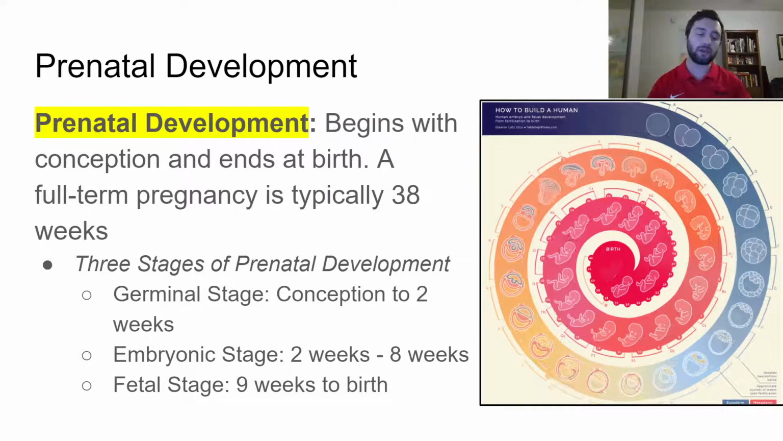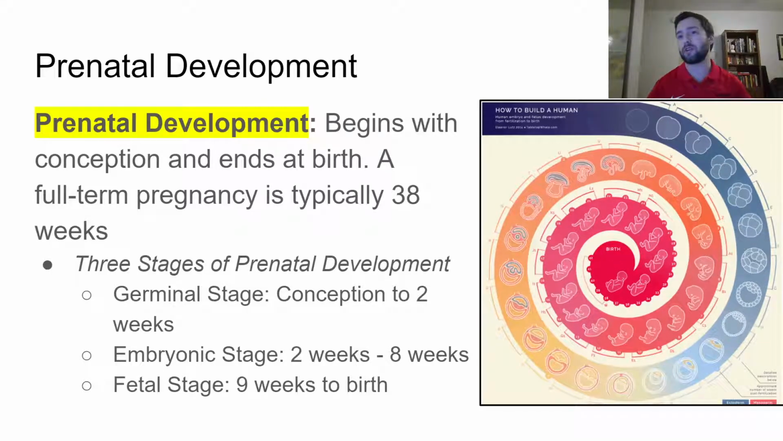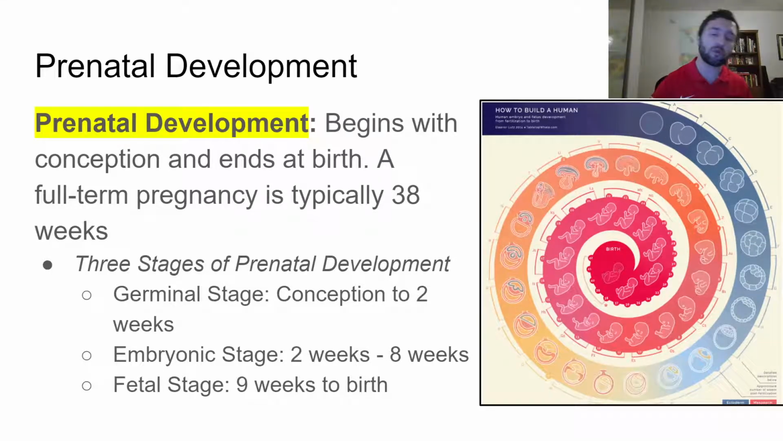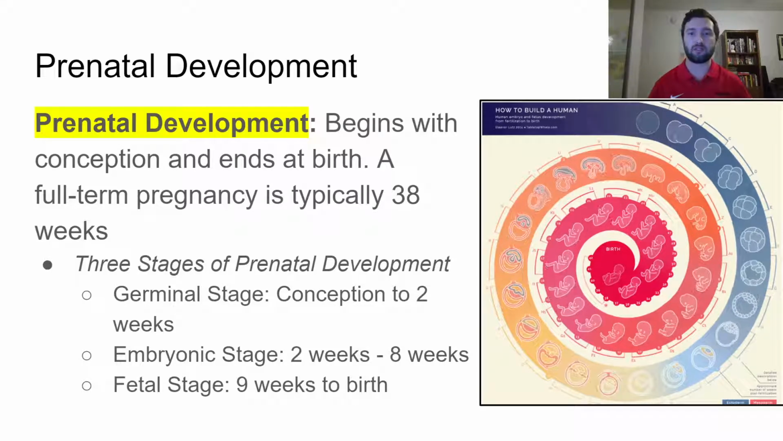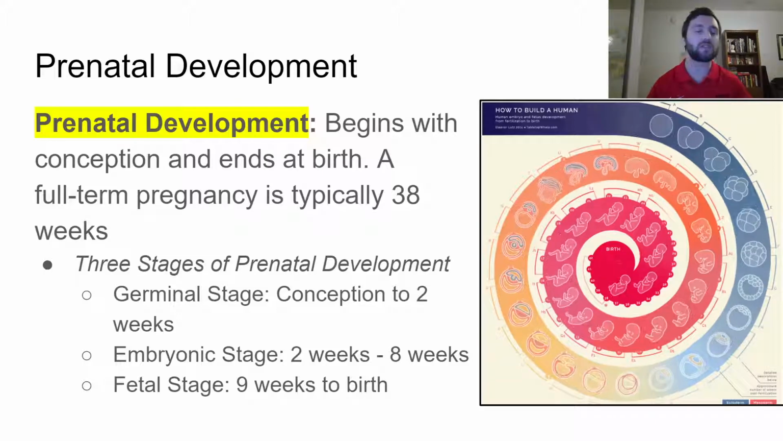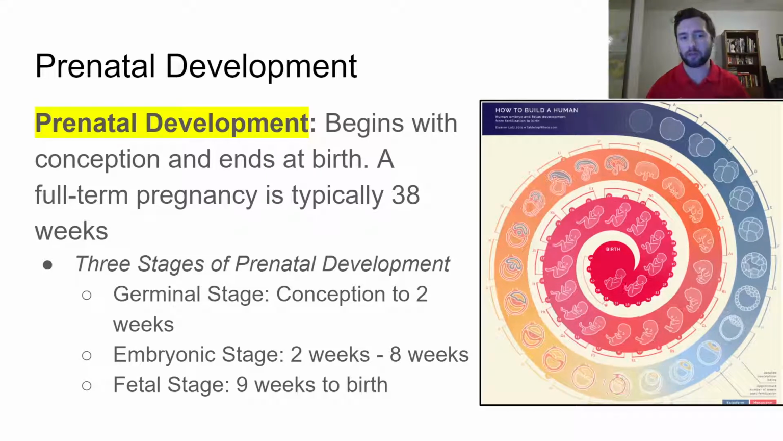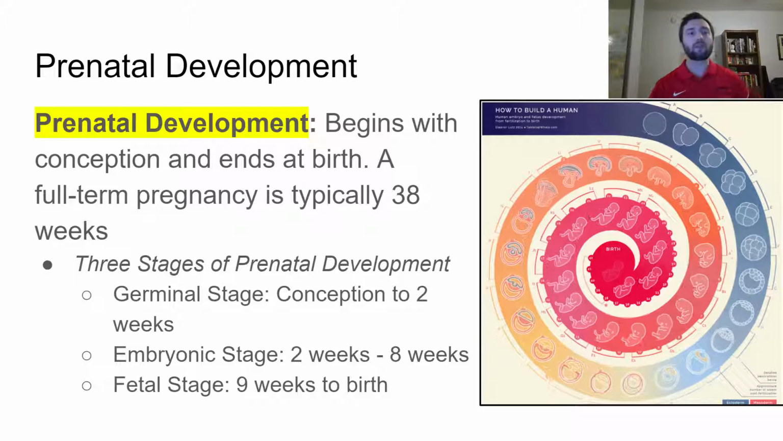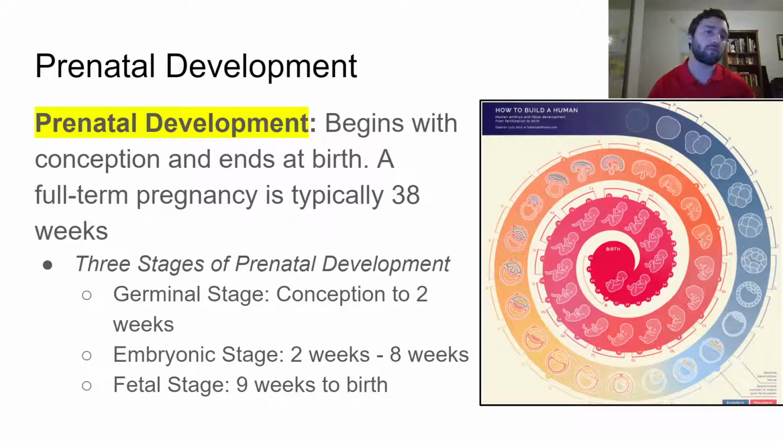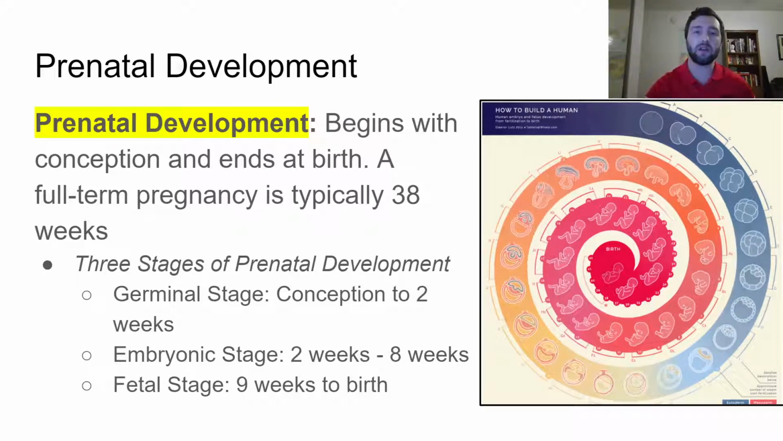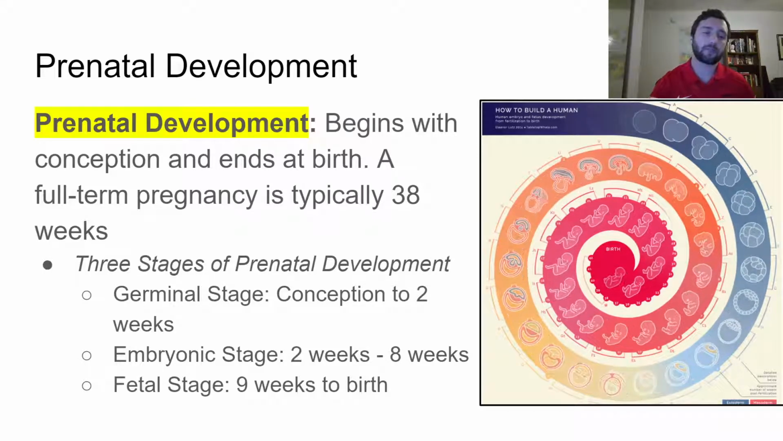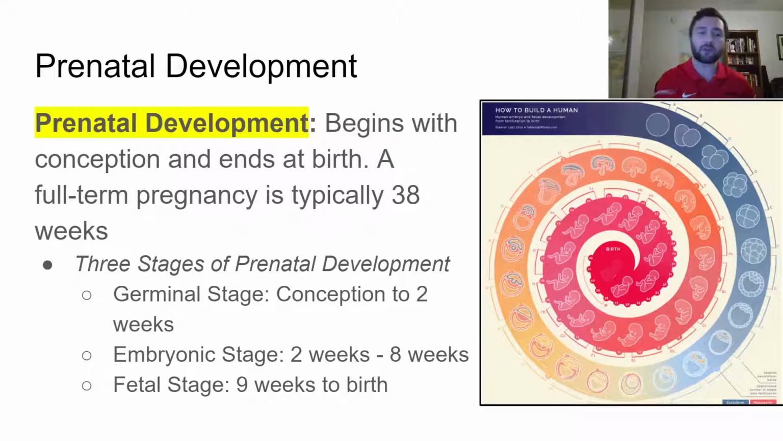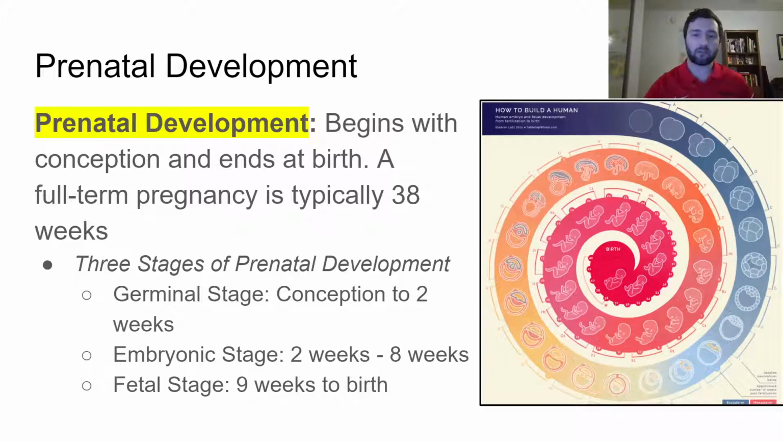Now, generally speaking, a pregnancy is going to last about 38 weeks. Obviously, sometimes it's a little more, sometimes it's a little less. In extreme cases, it can be far less if there are complications, but generally it's going to be about 38 weeks of development. Now, we can also break up our prenatal development into 3 stages. We have our germinal stage, our embryonic stage, and our fetal stage.